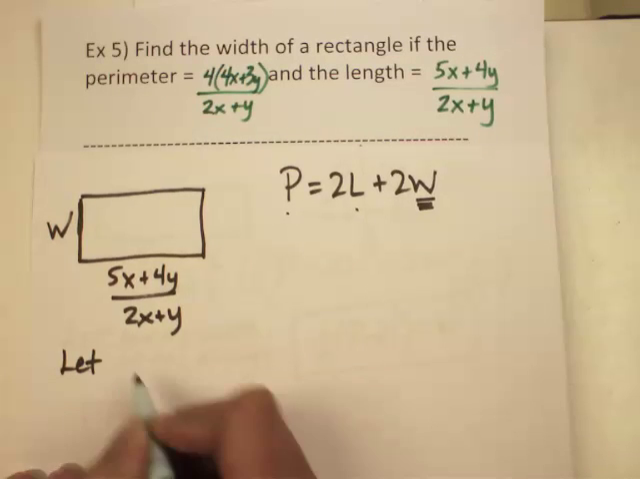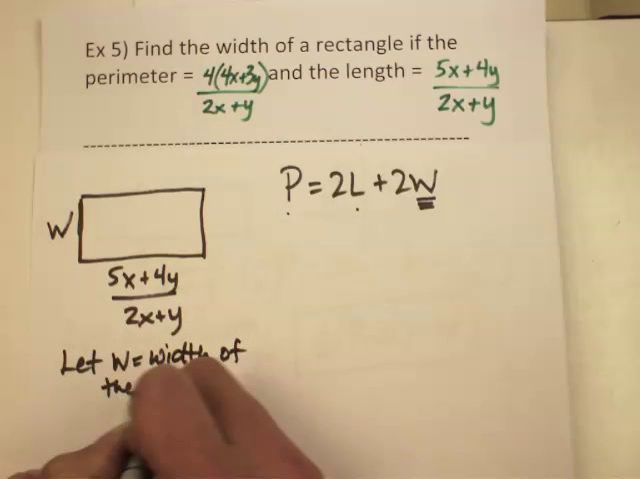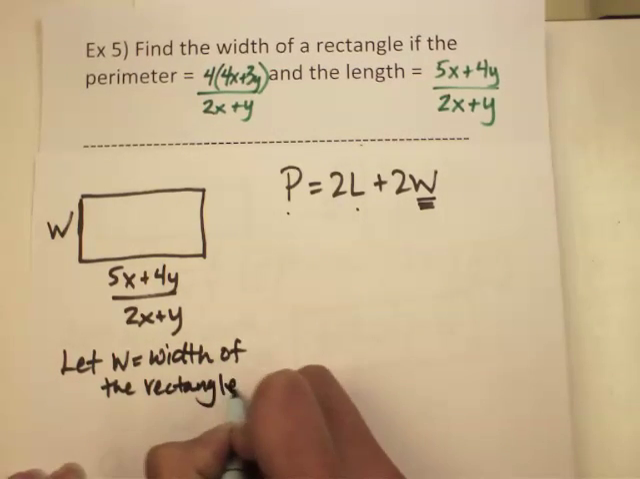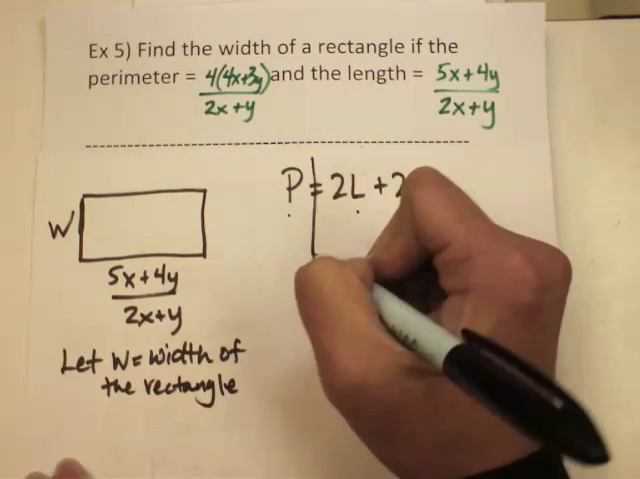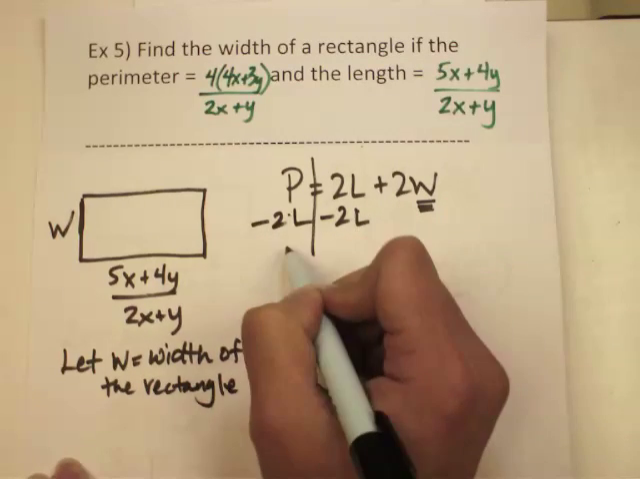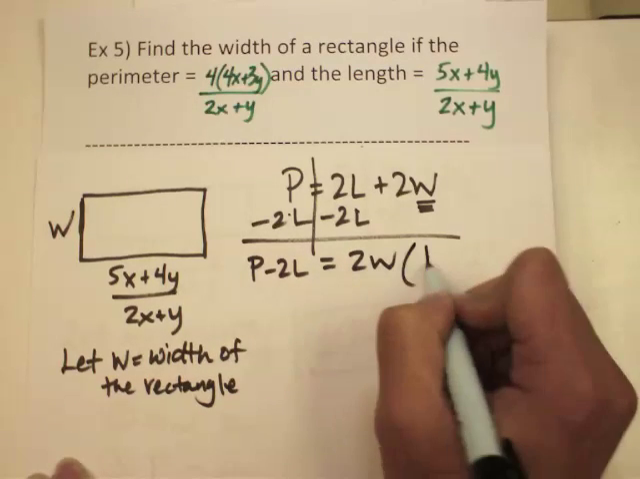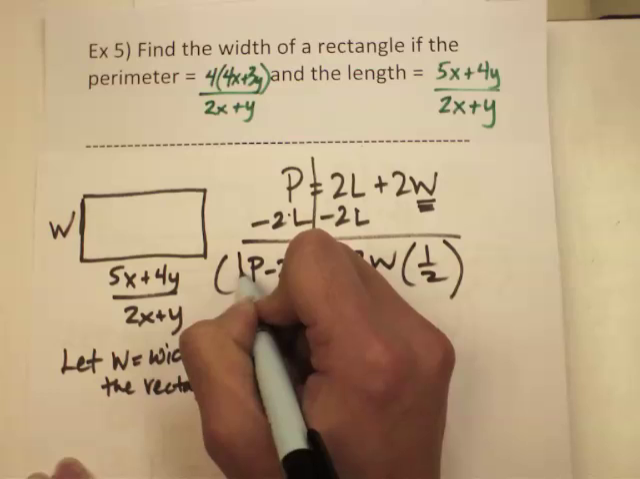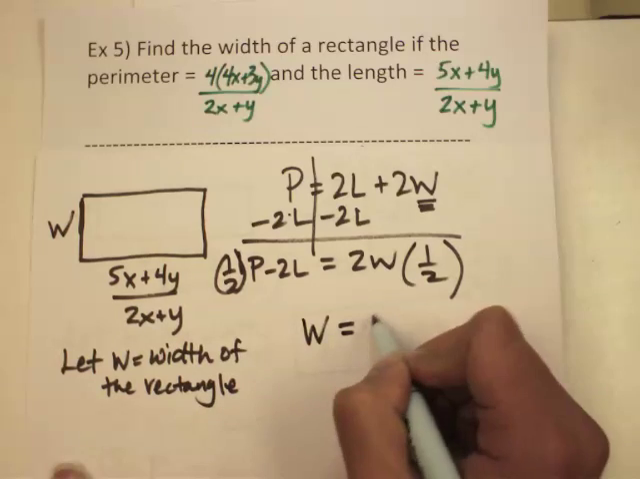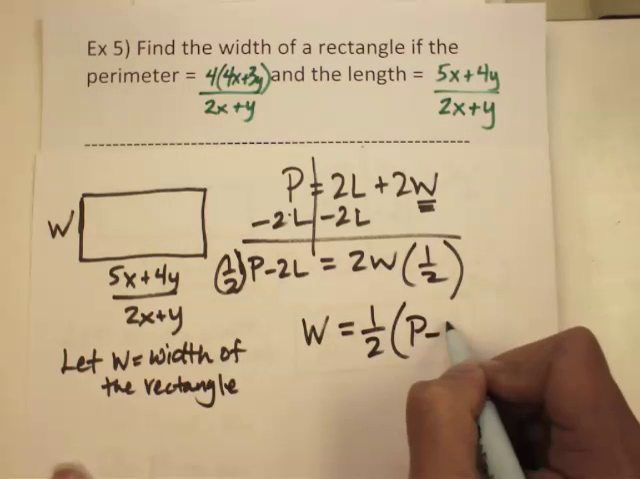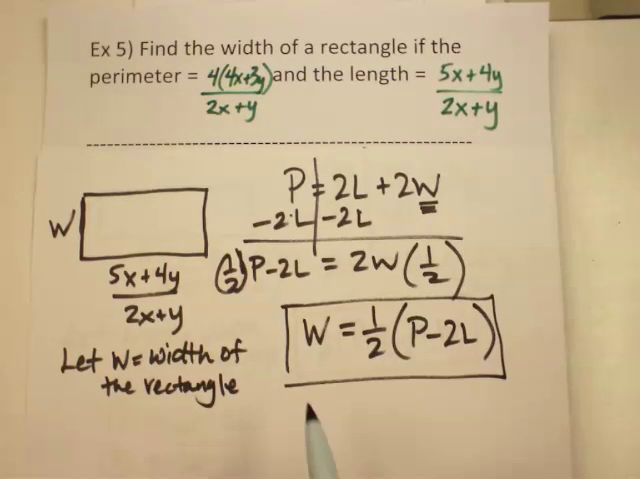So let's write our let statement. Let W equal the width of the rectangle. Okay, so we're going to take our formula and see what we need to do to find our width. We would first subtract 2L. So we have P minus 2L is equal to 2W. And I'm going to multiply by the inverse, which is 1/2. Okay, so I'm going to clean this up a little bit. W is equal to 1/2 times P minus 2L. Okay, so this is what we need to do to find our W.